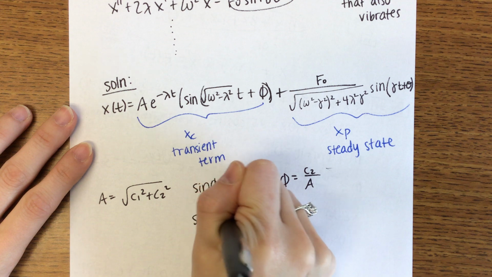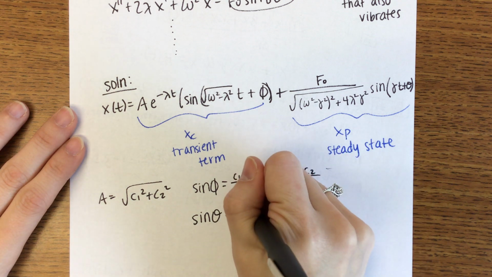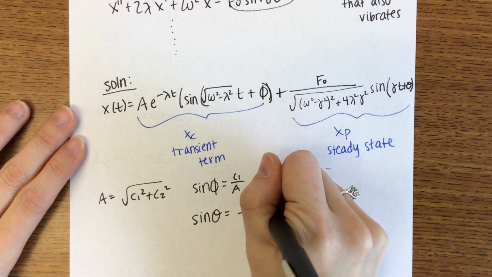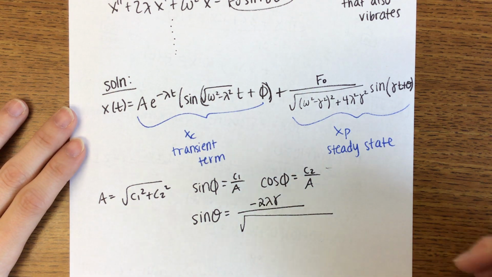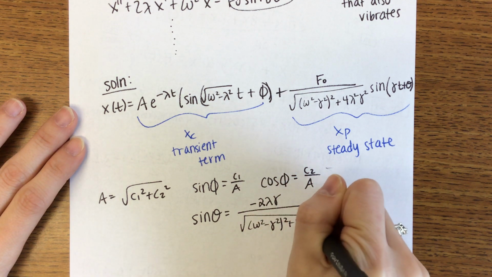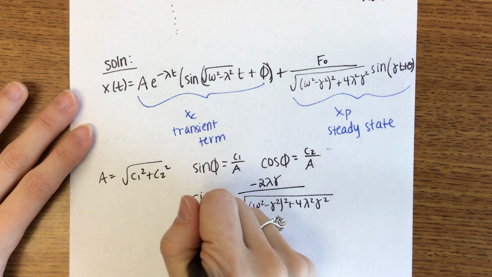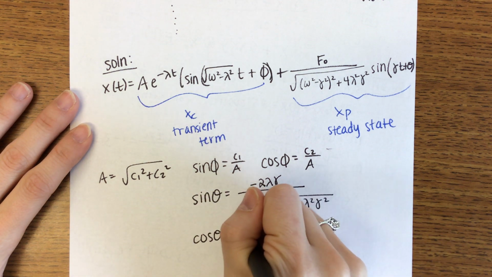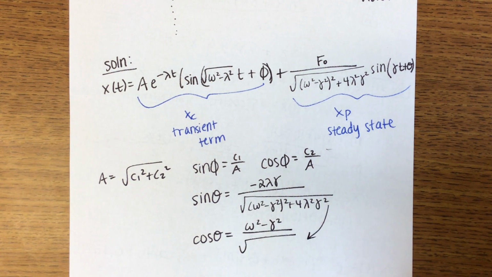Finding theta, sine of theta is equal to negative 2 lambda gamma, all over that crazy square root: omega squared minus gamma squared, squared, plus 4 lambda squared gamma squared. Cosine of theta is omega squared minus gamma squared divided by that whole square root. Are you guys okay if I just keep writing square root and not writing all the stuff underneath? Yes, because it's just the same one over and over again.